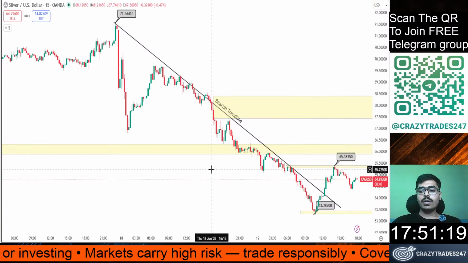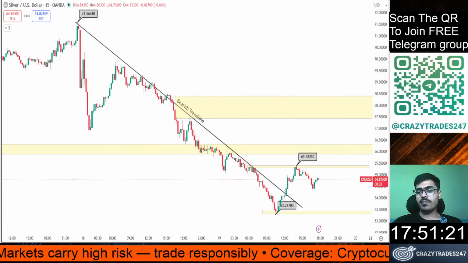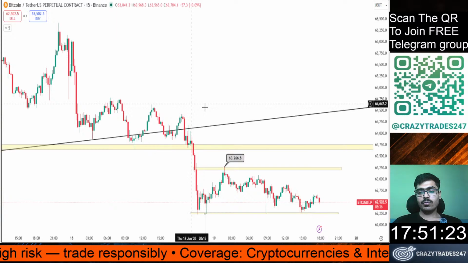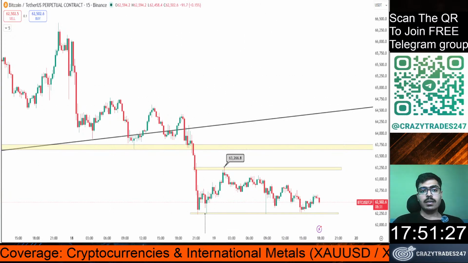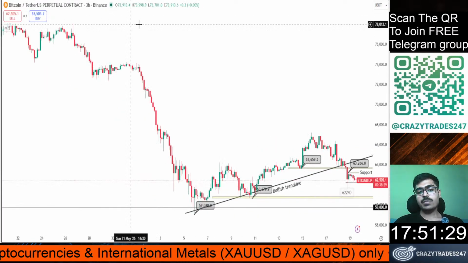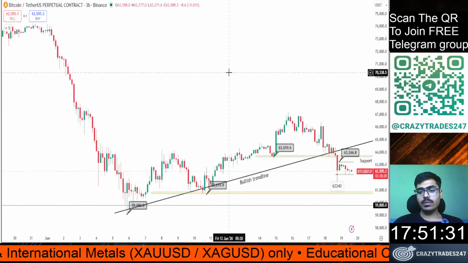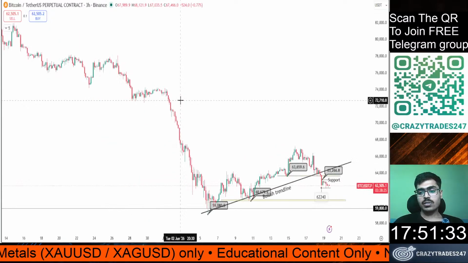So this was gold and silver for you. Next, we have Bitcoin. Let's look at how price is forming structures on Bitcoin. Let's start with 3 hourly as we did with gold and silver. So this is the structure of Bitcoin.